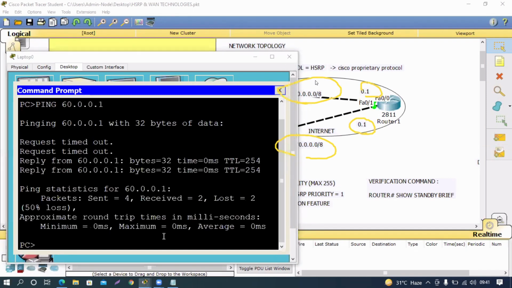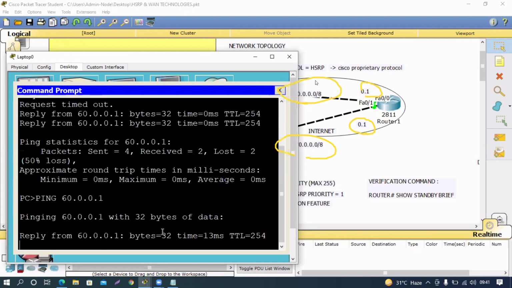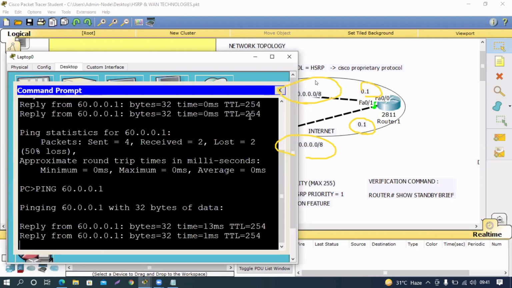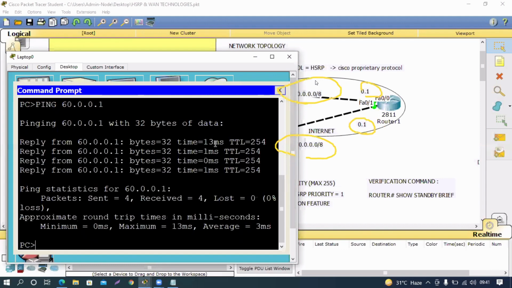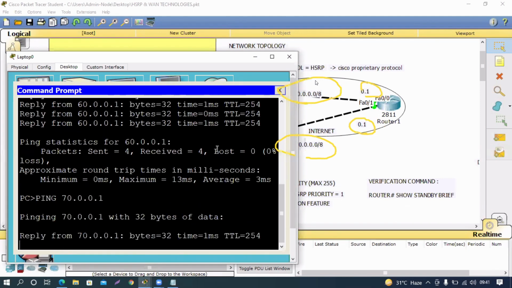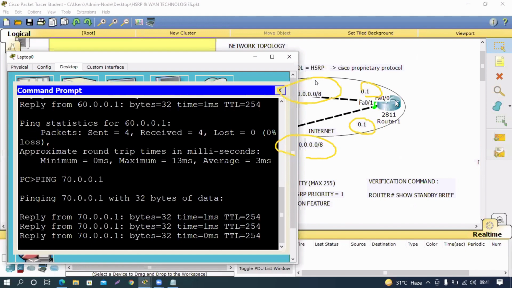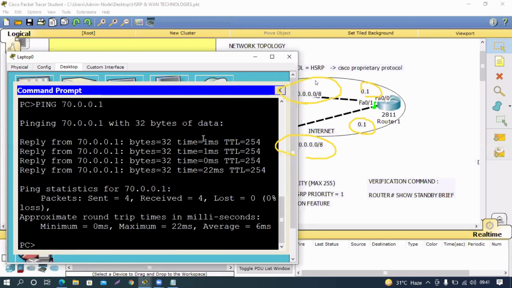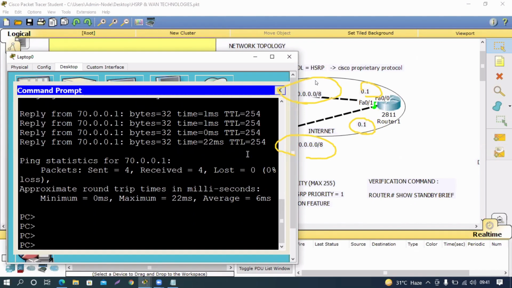Can you see the reply is coming? Yes, sir. And similarly, the 70.0.0.1, that is the same router itself. We can see that via 60 also we can reach, via 70 also we can reach router 1. So let's do a traceroute to 60.0.0.1.